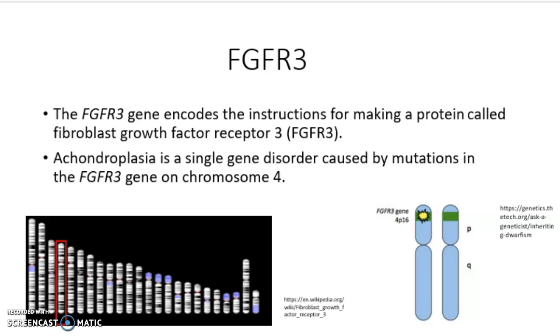Achondroplasia is a single gene disorder caused by mutations in the FGFR3 gene on chromosome 4. As you can see in the bottom left-hand picture, it occurs on chromosome 4. Achondroplasia is a dominant genetic disease, so only one copy of the FGFR3 gene needs to be mutated for symptoms to develop. People with dwarfism have one copy of FGFR3 that causes dwarfism, and one that does not. The FGFR3 gene encodes the instructions for making a protein called fibroblast growth factor receptor 3, FGFR3.